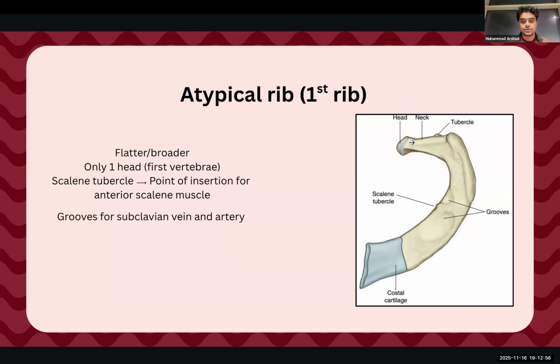Again, this is the first rib. So it's just going to be articulating with the first vertebra alone. There's no vertebra above the first vertebra, so you don't need two heads. And then it has this scalene tubercle. Now, what's the point of the scalene tubercle?